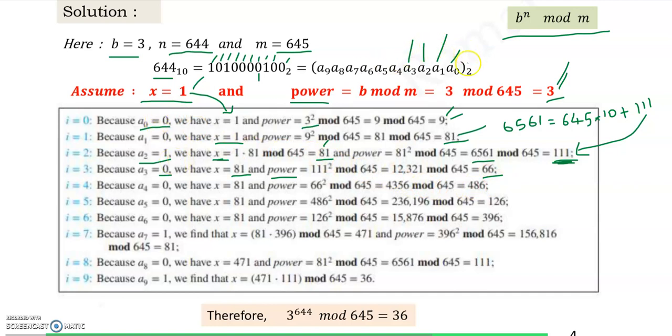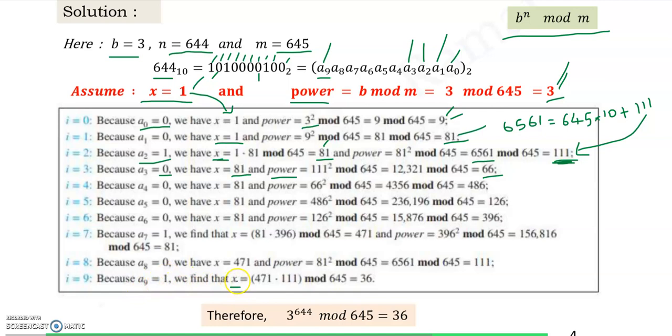Now we started with a0, then a1, next a2, next a3. So we have to do a4, a5, a6, a7, a8, a9. Now the last one, a9, is equal to 1. This is the last value in our process. So now a9 is equal to 1, so we have to find x.